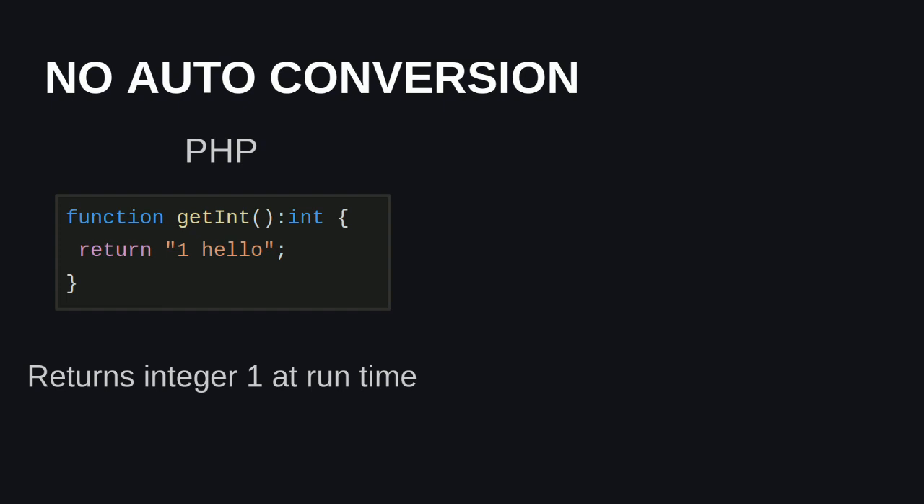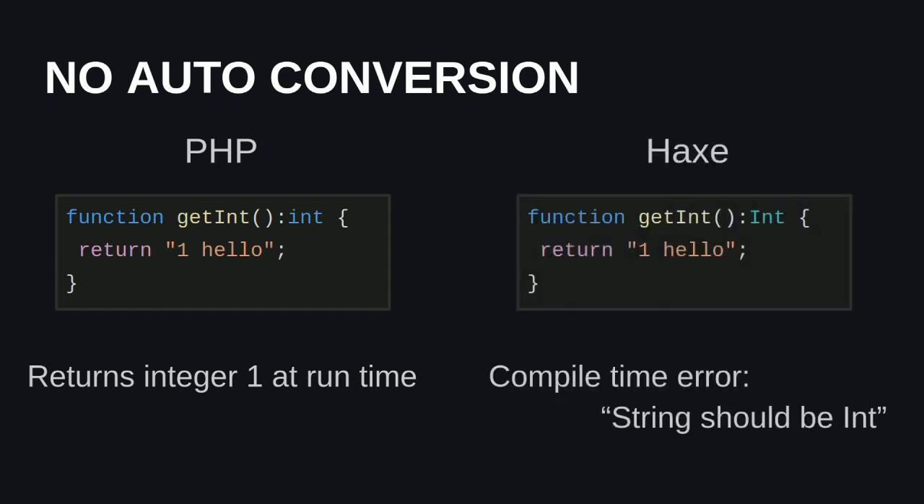And I think that's a bad thing, because usually you're not aware that you are trying to return a string in your real code if this situation happens. And in Haxe, the compiler will throw an error at you at compilation time before running your script, so you are aware that you made a mistake somewhere in your code.